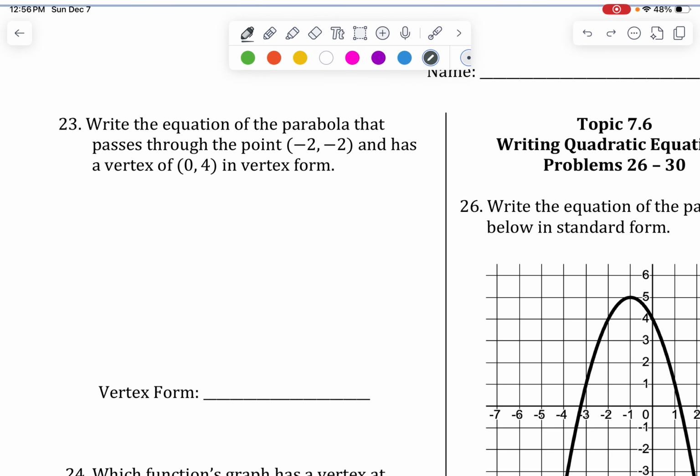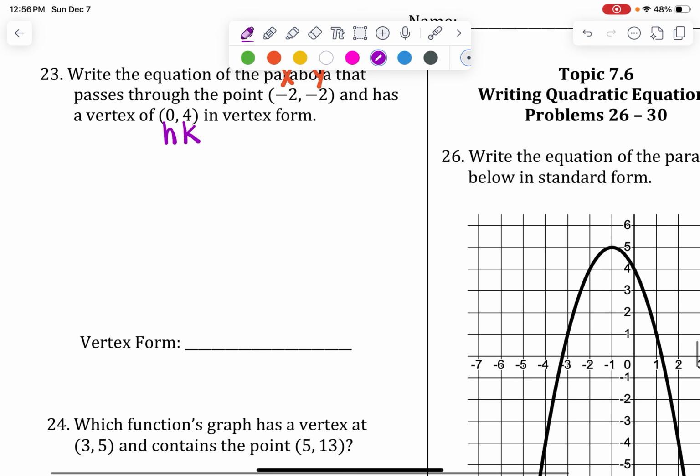Write the equation of the parabola that passes through the point (-2, -2). So that's our x, y, and has a vertex of (0, 4). So that is our h, k. Now again, I like to do a little template. Now it does say my vertex is (0, 4).